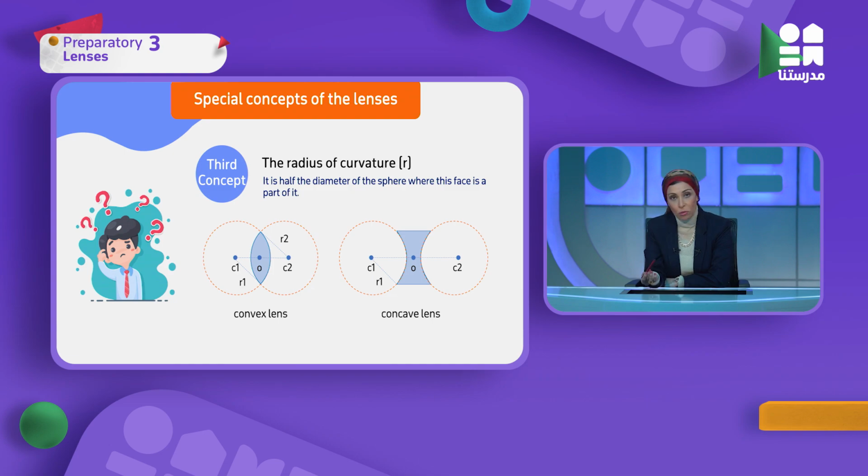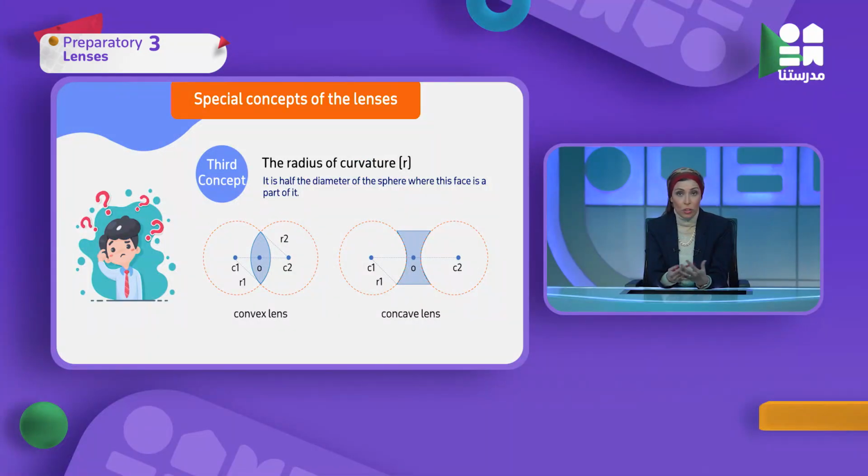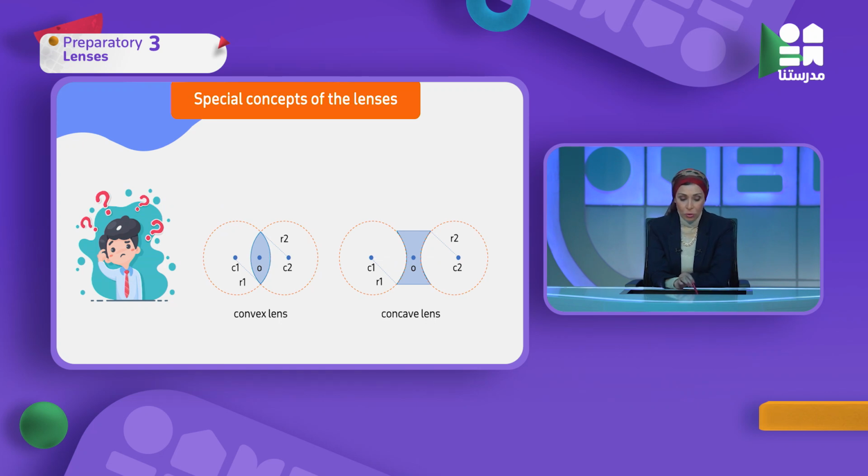So what's meant by radius of curvature? As we defined it in geometry, it's half the diameter, but half the diameter of the sphere where the lens face is a part of it. I must add this part: half the diameter of the sphere in which the face is a part of it. Face of what? Face of the lens, as you saw now. Let's move to the next.